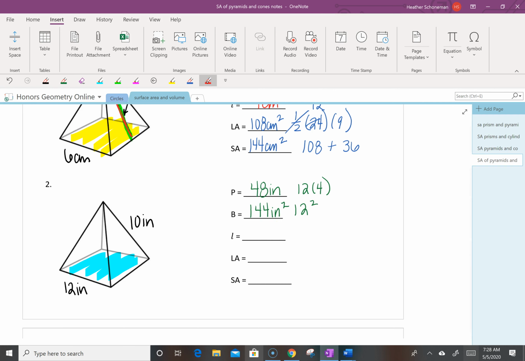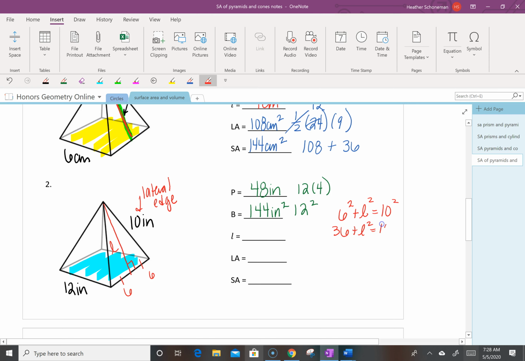The slant height is not given. This measurement here is the lateral edge. So to be able to find the slant height, we're going to have to draw it in. When you draw it in, it splits the side in half, so this is going to be 6 and 6, and there's your slant height. So to find the slant height, you're going to have to do Pythagorean theorem. So we have 6 squared plus the slant height squared equals 10 squared. Okay, so the slant height squared equals 64. So the slant height, when you take the square root, is just 8.